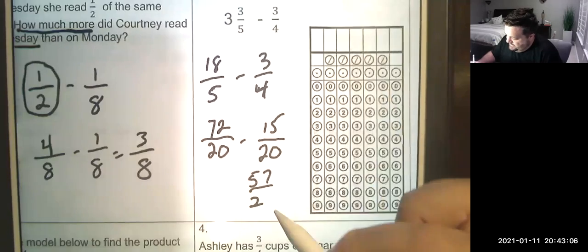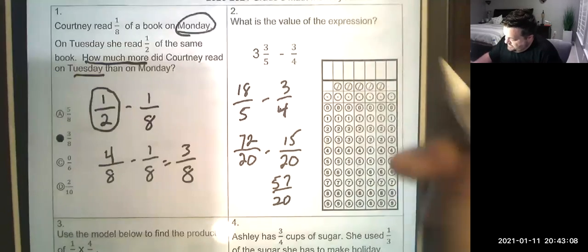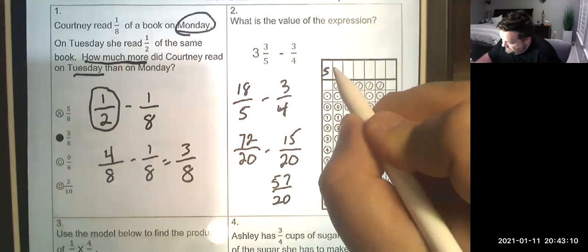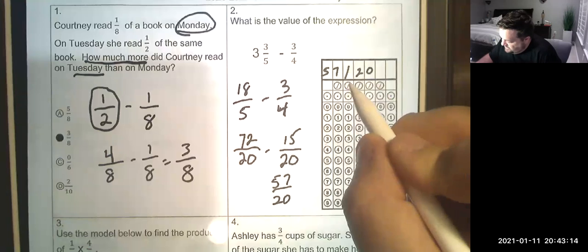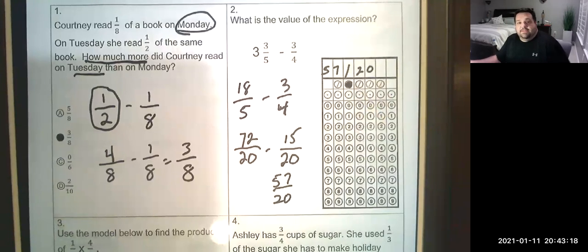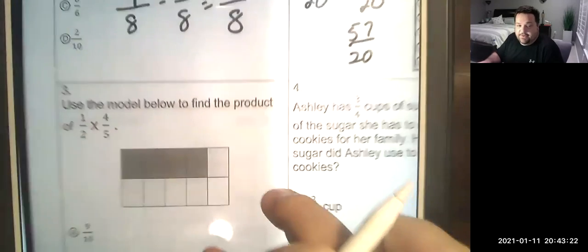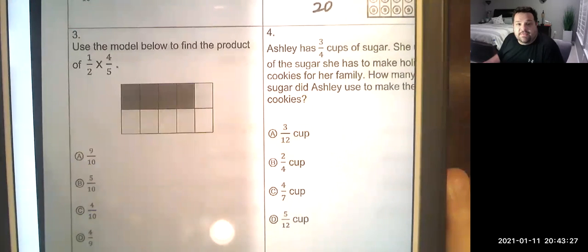Now, this is where you guys can mess up on your FSA test. You have to write in 57/20, and then make sure you bubble in this slash. Because remember, all of this stuff is leading you to be ready for your monthly test, right? Or your FSA test. So number 3 says you can use the model to find the product.